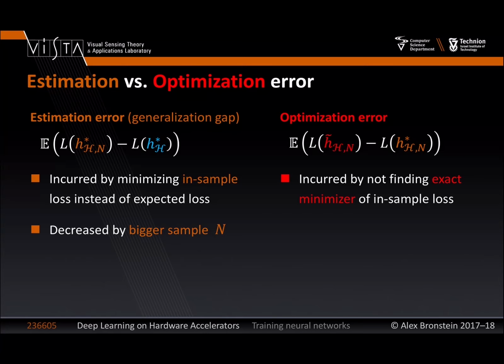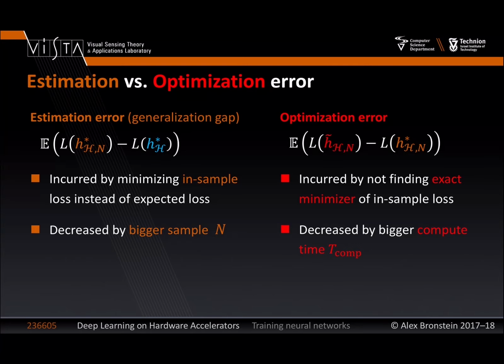Now, when we use bigger samples, we can decrease the estimation error because our in-sample approximation becomes closer. We have convergence guarantees, actually, it becomes closer to the expected loss, the law of large numbers essentially. Now, the optimization error, with a big caveat that I'm going to address next, is going to be decreased by spending more time on doing the optimization.